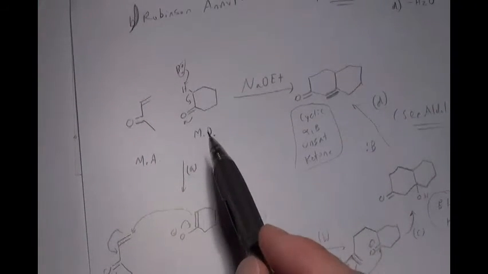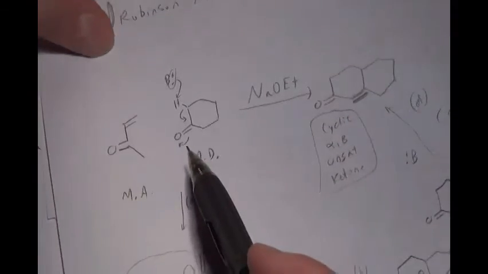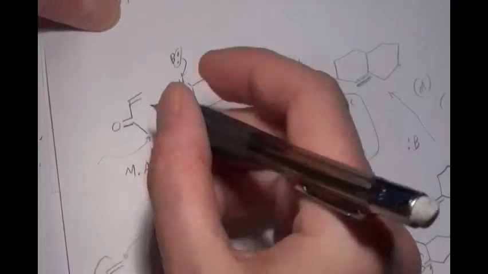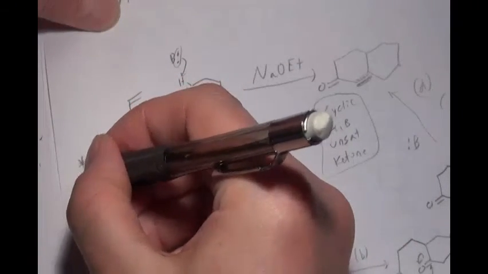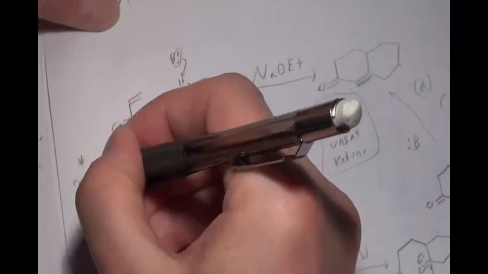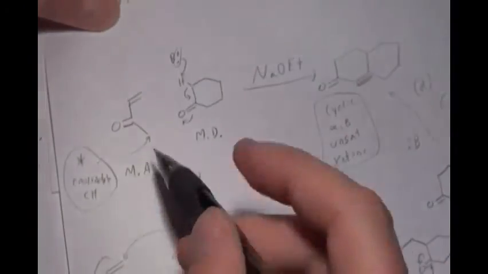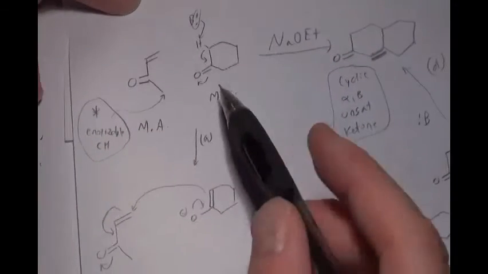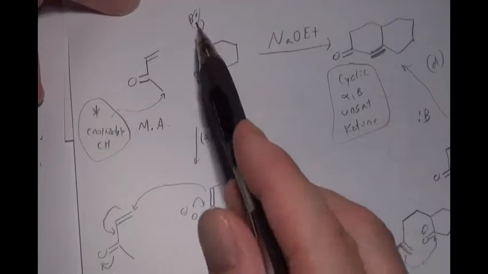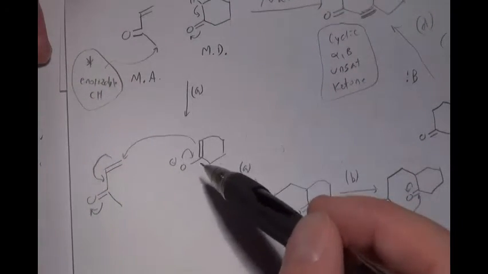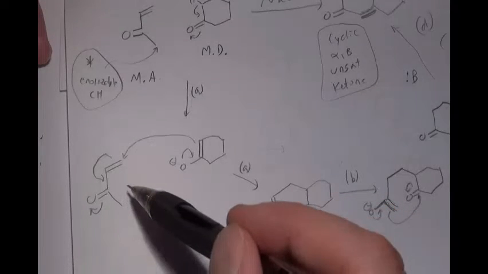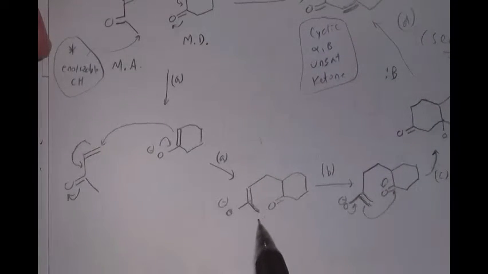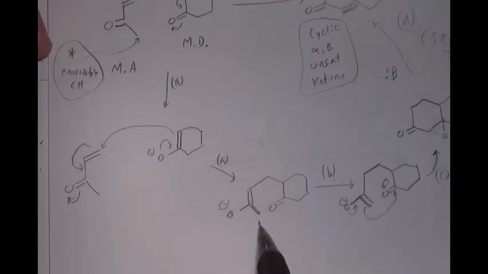What was the requirement of a Robinson? Why did it not just do a Michael and only a Michael? Remember the big thing was that the Michael acceptor has an enolizable CH, and that's what allows the Robinson to proceed. So what's step A? Step A was Michael, essentially. Base takes proton, makes an enolate. Enolate attacks the alpha beta unsaturated ketone. Yeah? And now we have essentially the Michael product, but as an enolate form.